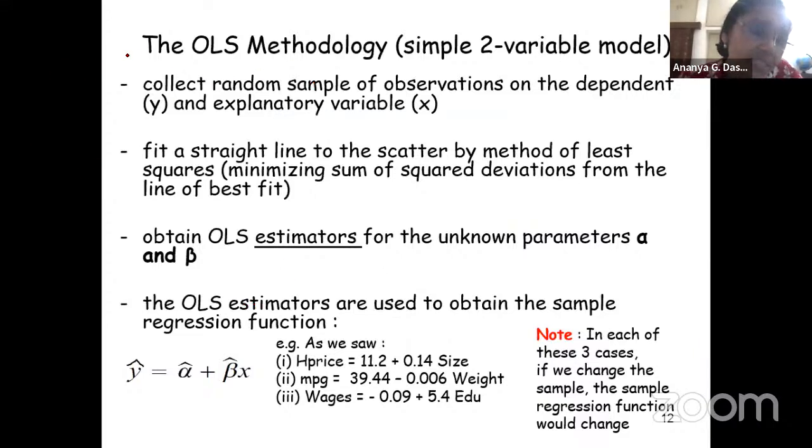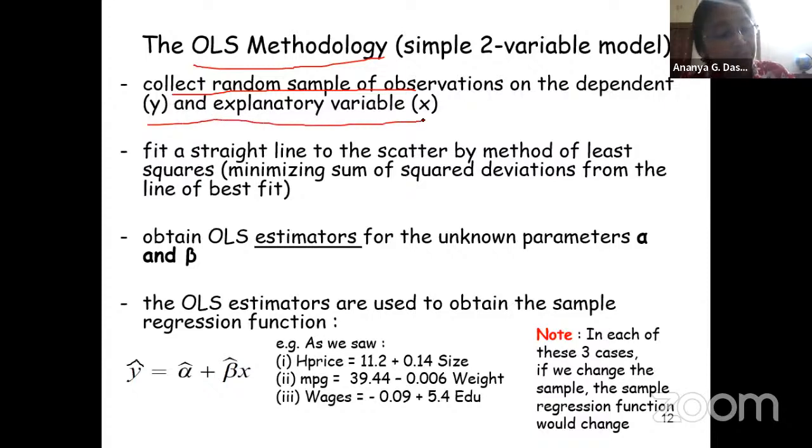Now, what is the ordinary least squares methodology all about? How is it that we estimate the straight line that we just looked at? So the first thing that we do is to collect a random sample of observations on both the variables. In each of the previous examples, you saw how I got the data. And then we fit a straight line to the scatter by the method of least squares. Now, what does the method of least squares do? The method of least squares essentially minimizes the sum of squared deviations from the line of best fit. And I will just demonstrate what I mean by this statement.